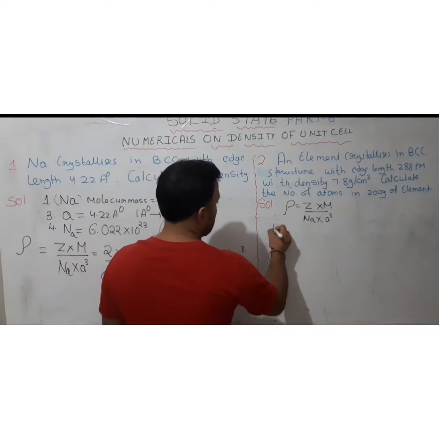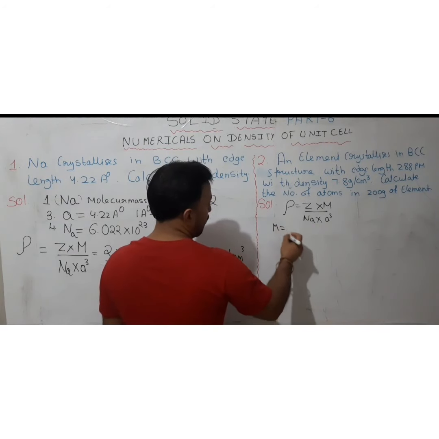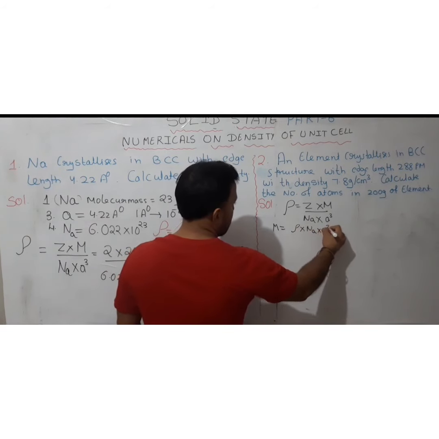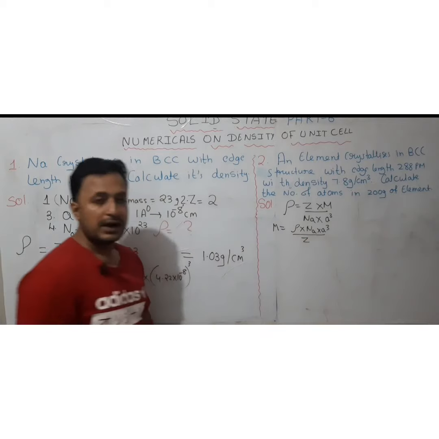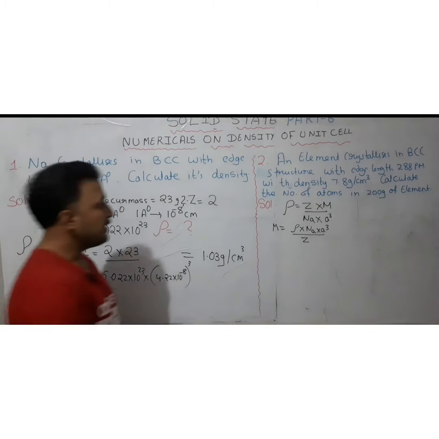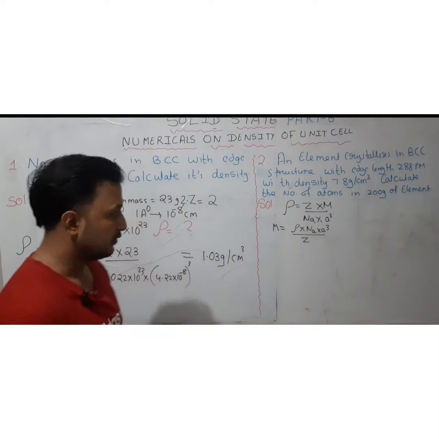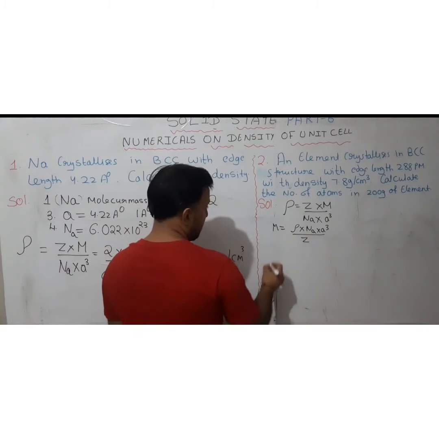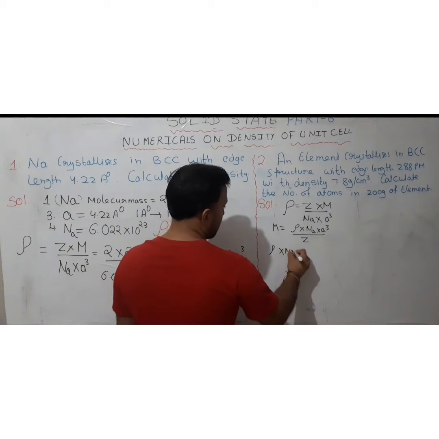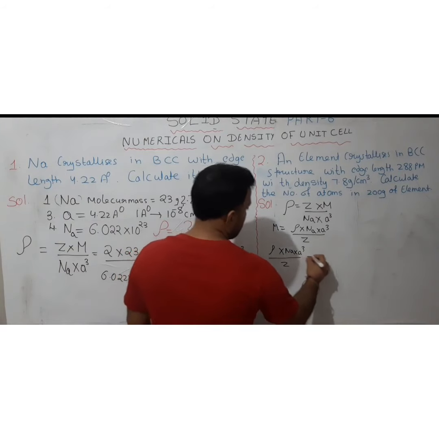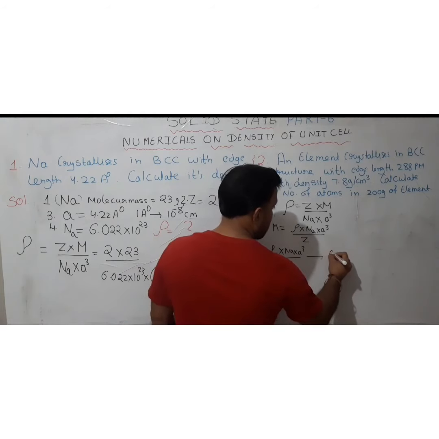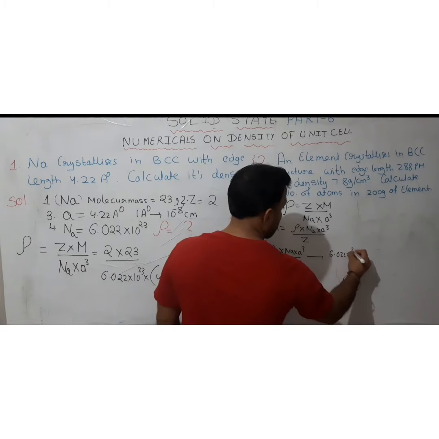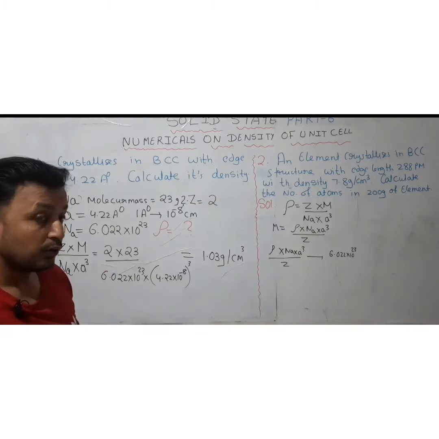Now from this formula we can make a relationship, that is, molecular mass is equivalent to density multiplied by Avogadro number multiplied by edge length cubed, divided by number of atoms Z. So this is the relationship we have. It means this is equivalent to the molecular mass of the substance. Now we can make one more relationship using this only: density into Avogadro number into a cube upon Z will have how many atoms? It will have a number of atoms equivalent to 6.022 into 10 raised to power 23. Okay, that is equivalent to Avogadro number.